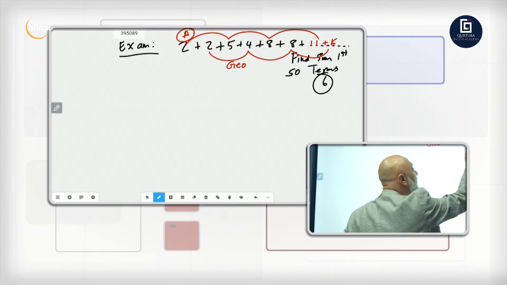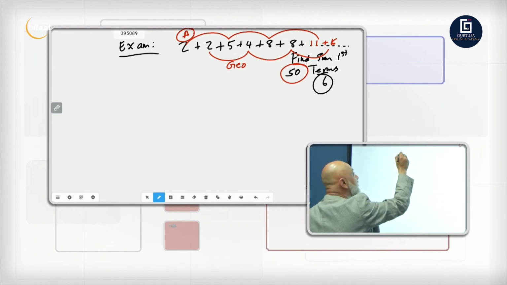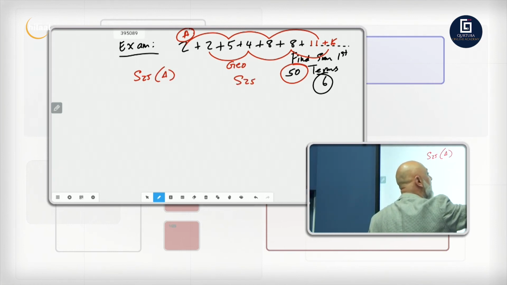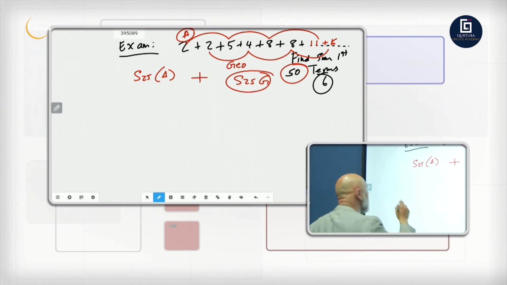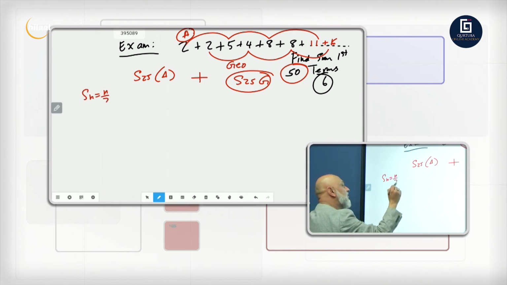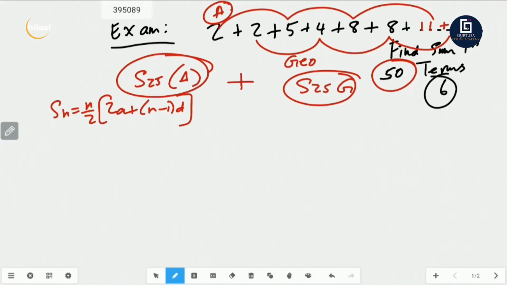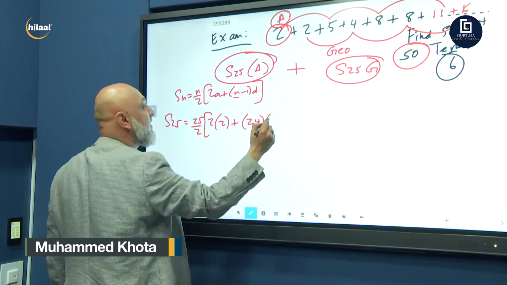So they want the sum of the first 50 terms, but there are 2 series combined. So we're going to find out what is S25 in the arithmetic, and then we're going to find out what is S25 in the geometric, and we're going to add the 2. Right? So in the first one, Sn equals n over 2 into 2a plus n minus 1 times d. So S25, the sum to 25 terms, is 25 over 2 into 2a, a is 2, plus 25 minus 1 is 24. My common difference is 3.